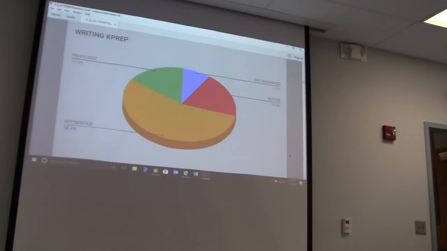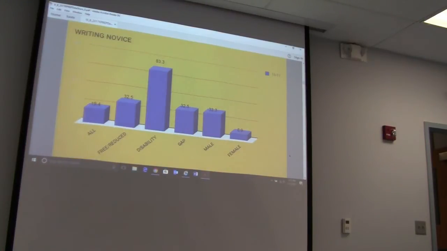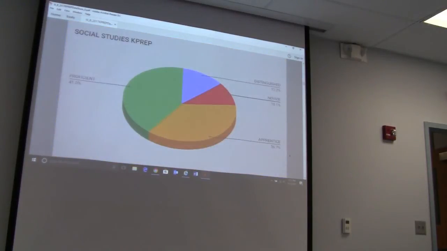Again, with writing being a focus of ours this school year, we broke it down into our gap groups. 19.4% overall, but as you can tell, our disability students with IEPs was an issue for us at Bloomfield Middle School last year. Again, our male population is scoring novice at a higher rate than our female population. So that's, again, another focus for us. The next two slides are just going to be the other parts of the test.